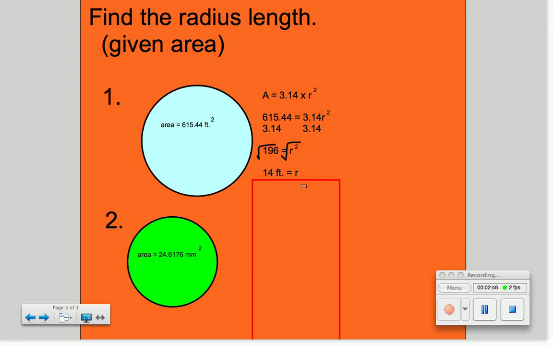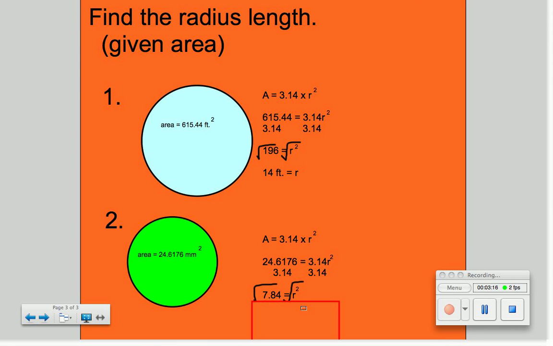Okay? So let's try that again for number 2. We can see that on the green circle I've got an area of 24.6176 square millimeters. So I'm going to start with my formula. That's always a good place to start. I'm going to then plug in what I know, which in this case is the area, and then I'm going to go about isolating my variable. So I'm dividing each side by pi to start. And then of course I'm going to be left with r squared equals 7.8384. I then need to square root each side to find out that my radius is 2.8 millimeters.